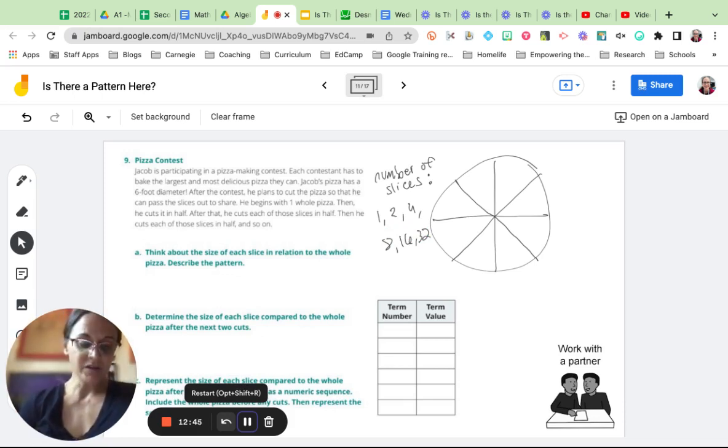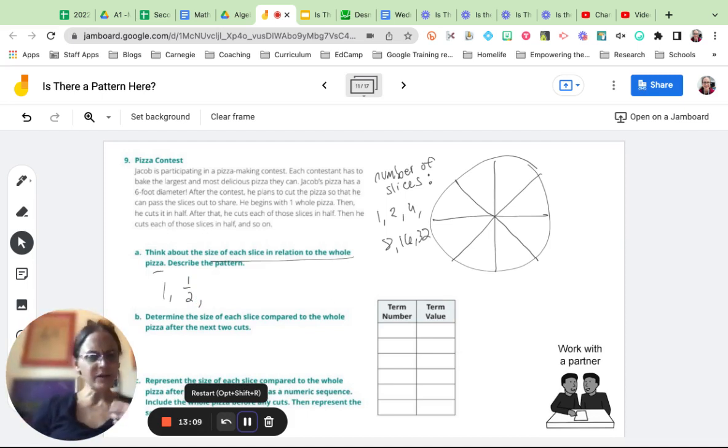So I told you that because the question this is asking you is a little different. It says to think about the size of each slice in relation to the whole pizza. So our first one, it was one slice out of one whole, so one whole. Our next one, each slice would be 1 out of 2. For the next one, each slice would be 1 out of 4, and so on. Pause the video for about 2 minutes and talk about this with your partner. What's going on in this sequence?